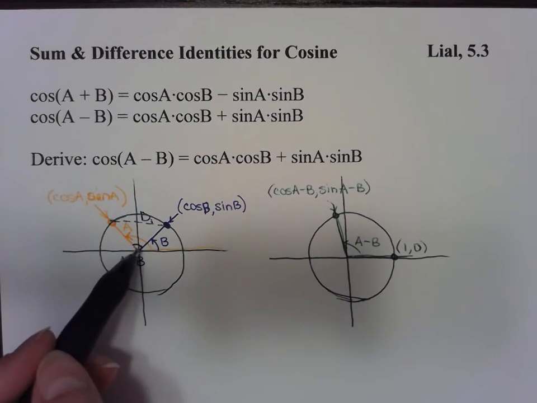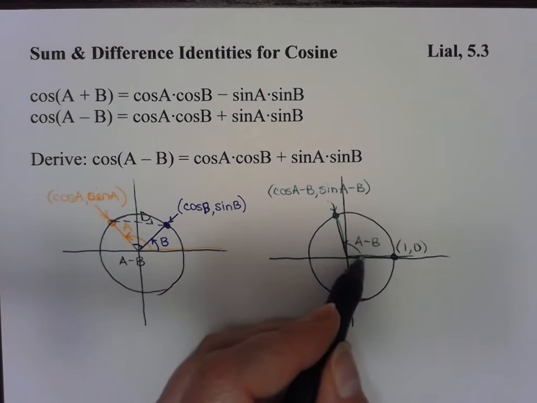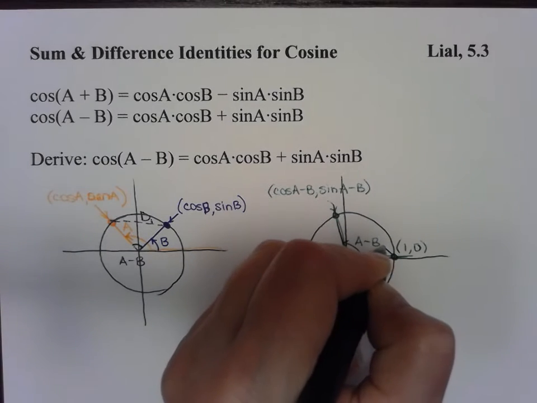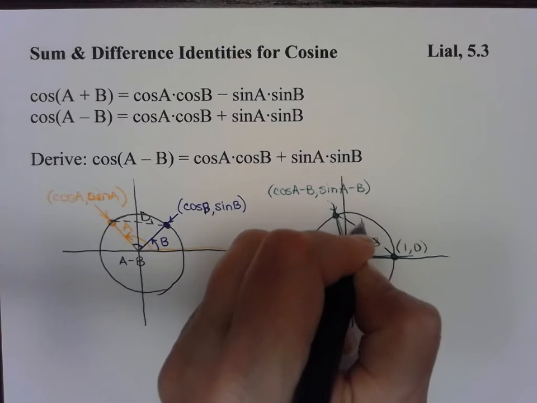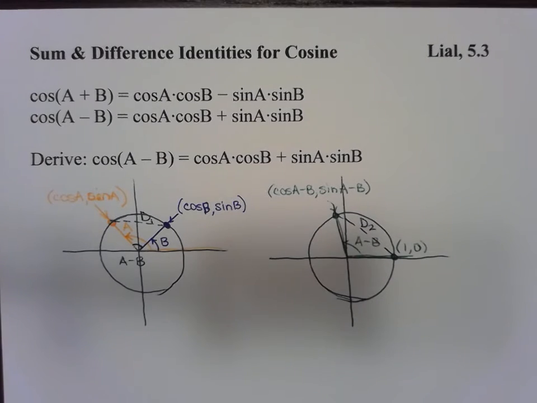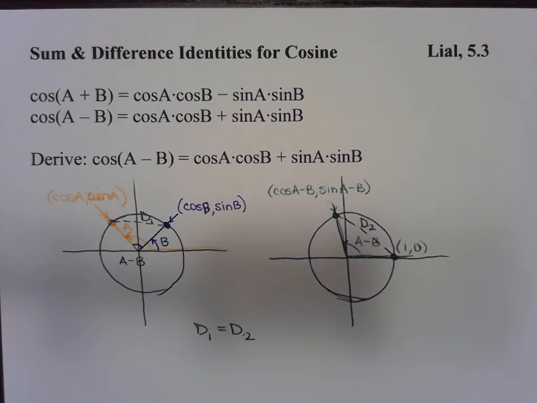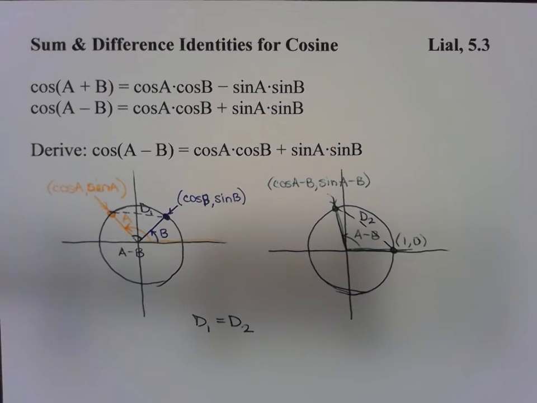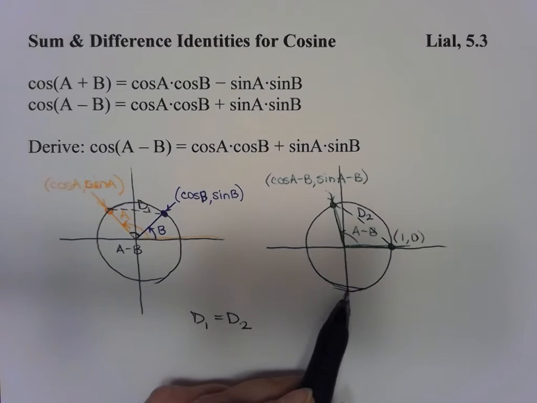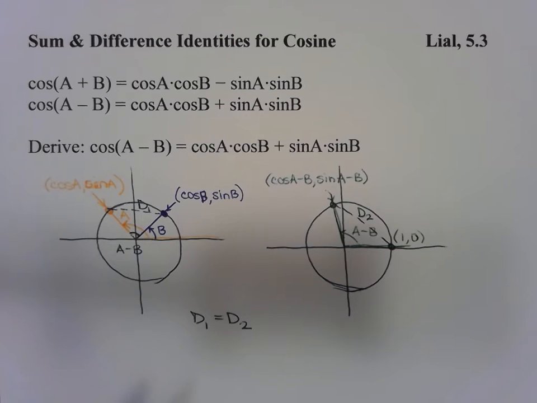Because it's the same angle in the center as this one, the distance from this point to this point, we're going to call distance 2. But those distances should be the same. So distance 1 and distance 2 should be equal to each other. That's the basis for the proof or the derivation of this formula. These drawings are also drawn in the book. It might be a little bit easier to see in the book. I don't know. Maybe yes, maybe no.